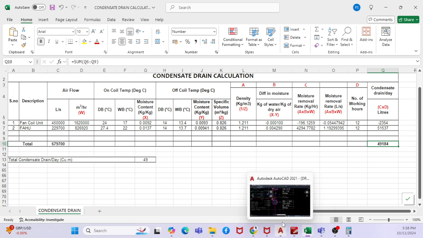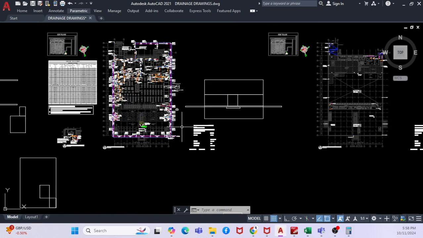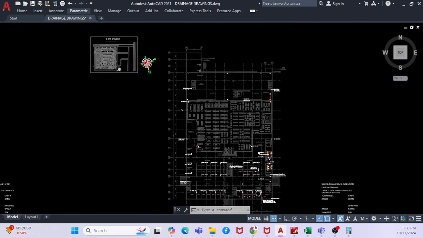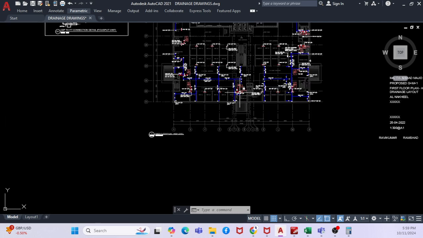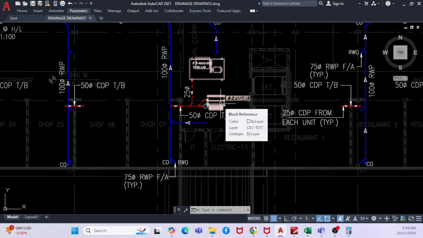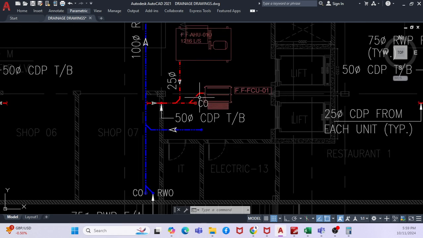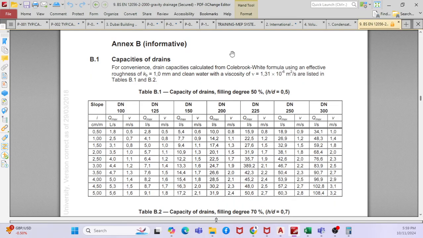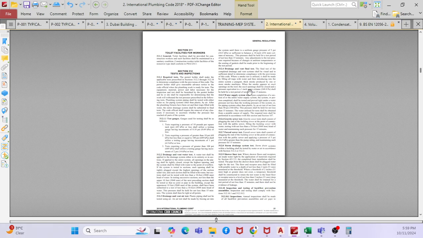So say for example, if I go to one of the layouts, this is one of the projects. In this project, they did not use any condensate drain tank. What they did, they collected all the condensate drains. You can see the pipe size, right? 25 pipe size. So this pipe size is from where? From this standard, the table.